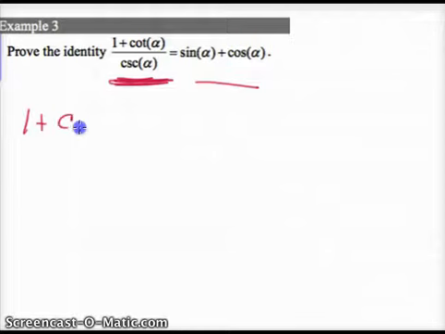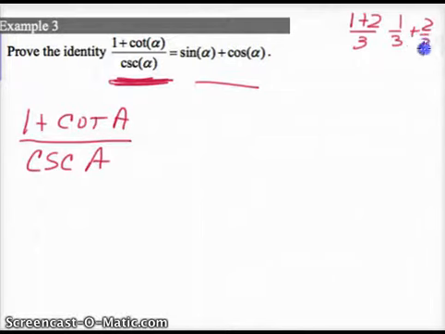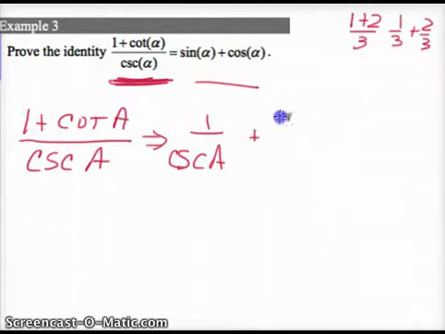1 plus cotangent of, I'm going to say alpha, over cosecant of alpha. Please don't make this stuff more complicated than it is. Now, my advice, since the right side has it broken up into 2 fractions, and we know that 1 plus 2 over 3 is 1 over 3 plus 2 over 3, right? So we could just break this up to 1 over cosecant A plus cotangent A over cosecant A.